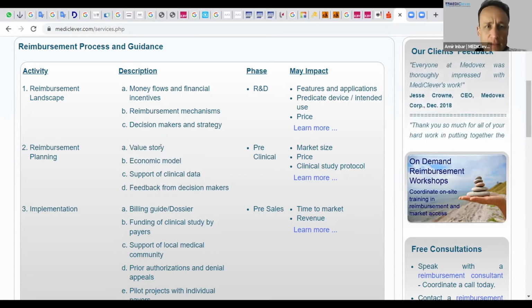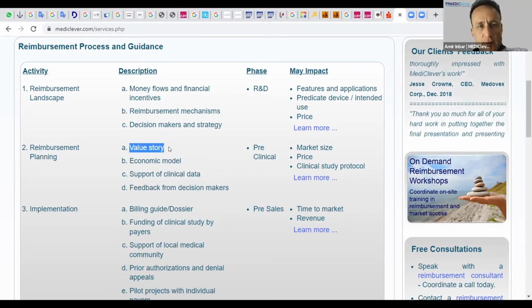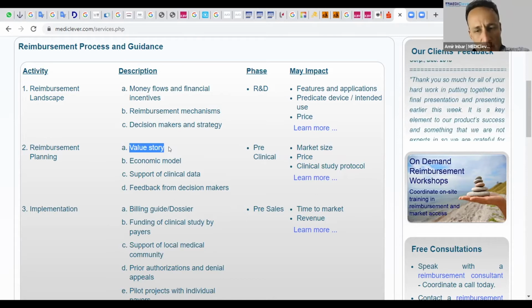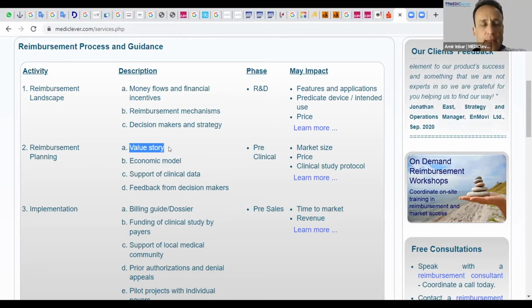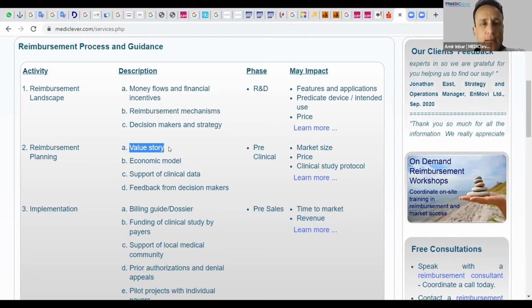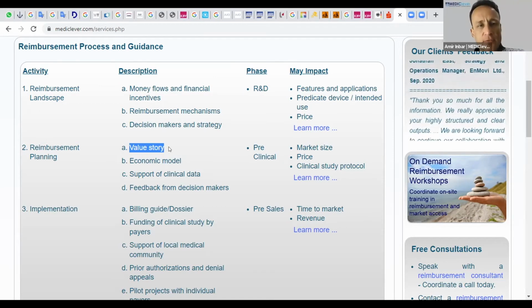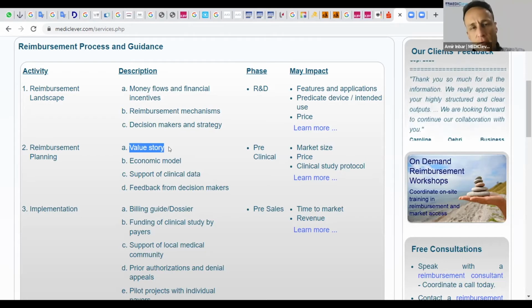Again, at the end of the value story, we haven't proven anything yet. We're just laying our claims for the anticipated medical and economic benefit of switching from the current pathway to using the new product.